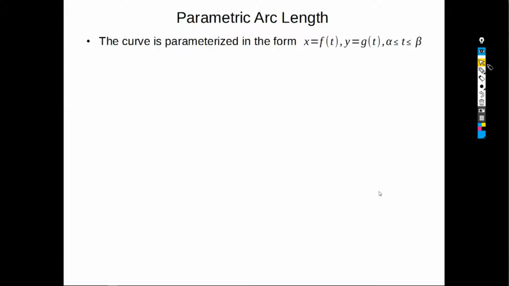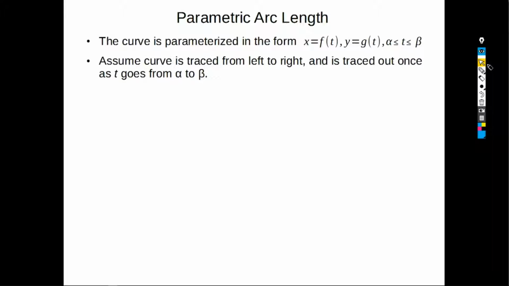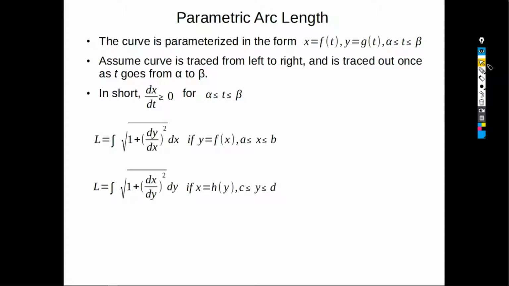Now, parametric arc length. Say you have a curve that is parametrized in the form x equals f of t, y equals g of t, and t is between alpha and beta. You can assume that this curve is traced out left to right and only once as t goes from alpha to beta. So, in short, dx over dt is greater than or equal to 0 for t between alpha and beta. Now, what we need to do is recall the previous equation for rectangular and its different forms, depending on whether it is y equals f of x or x equals f of y.